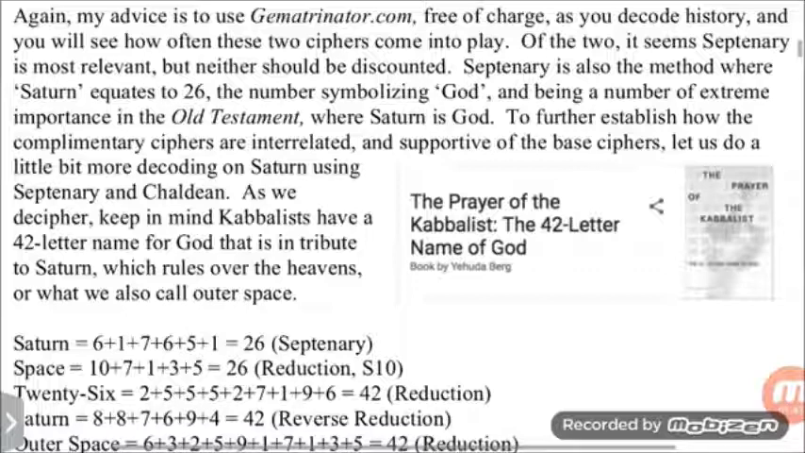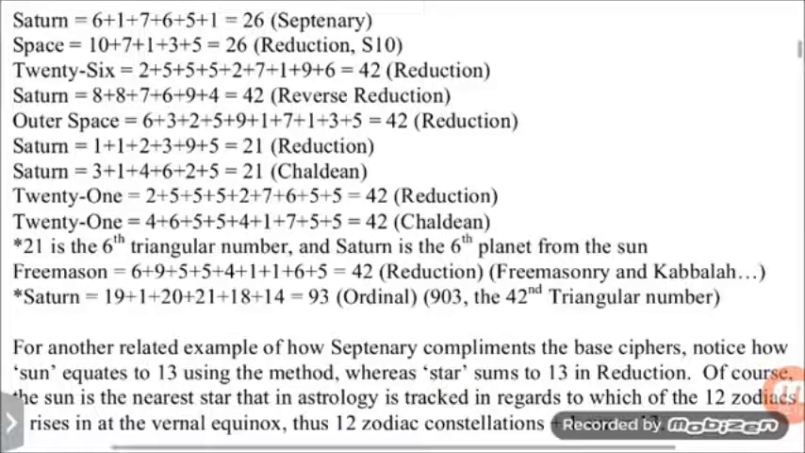To further establish the complementary ciphers are interrelated and supportive of the base ciphers, let us do a little bit more decoding on Saturn using septenary and Chaldean. As we decipher, keep in mind, Kabbalists have a 42-letter name for God that is in tribute to Saturn, which rules over the heavens, or what we also call outer space. Saturn equals 26 septenary. Space equals 26 reduction. S equals 10. 26 equals 42 reduction. Saturn equals 42 reverse reduction. Outer space equals 42 reduction.